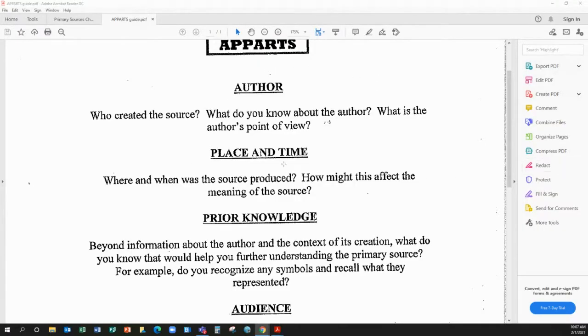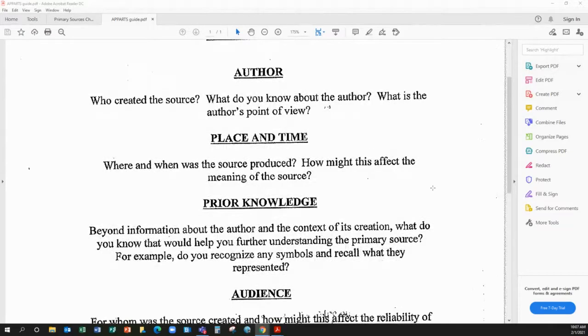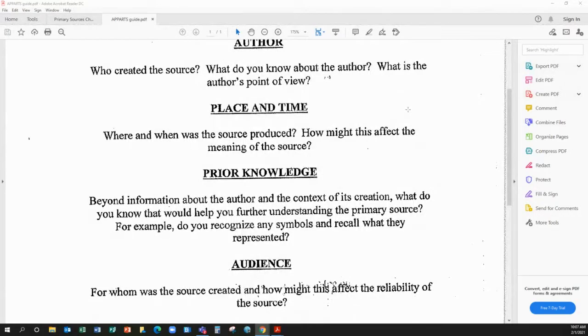The second part on here is place and time. Where and when was the source produced? How might this affect the meaning of the source? The meaning could be subjective, but when and where should be pretty simple. On most documents, you're going to see a small explanation at the top in italics that tells you about the author and the time period in which they wrote it. Just remember that this is history, so it is not going to be written in 2000 or 2021. It's going to be written in 1500 or 1600. So just remember that you're looking for the original time in which this was produced.